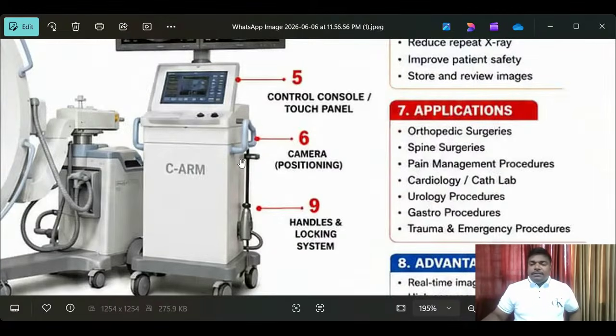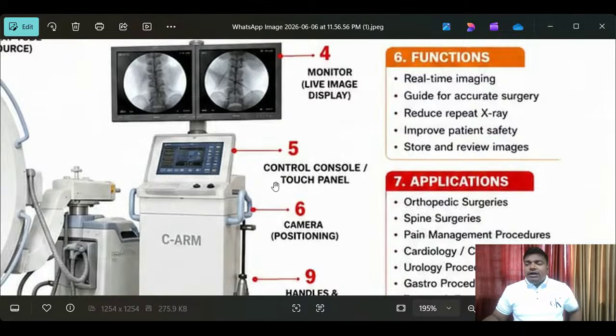Okay, right. And see here, control console or touch panel. See here how it looks. This depends on companies, on manufacturers. It will appear in a different way, because different companies manufacture in different ways, on their own standards. Right. Control console or touch panel.